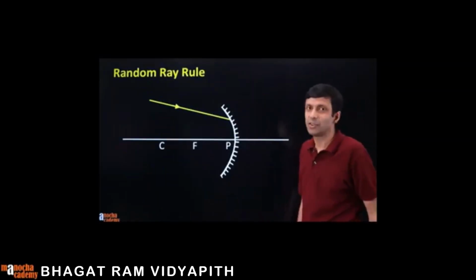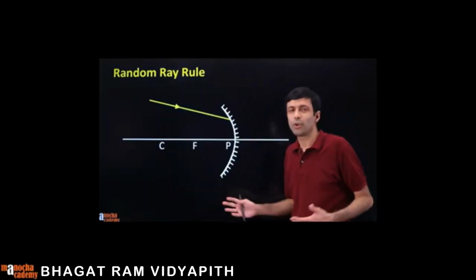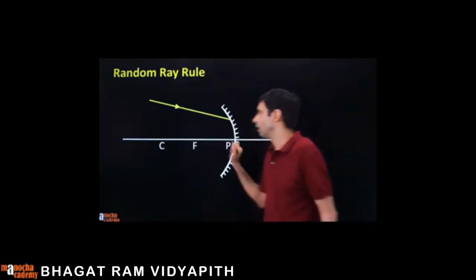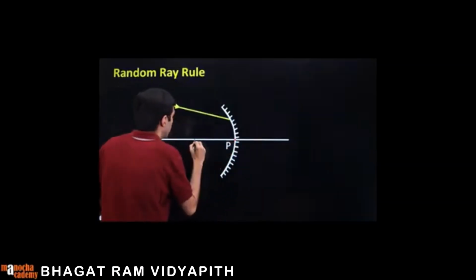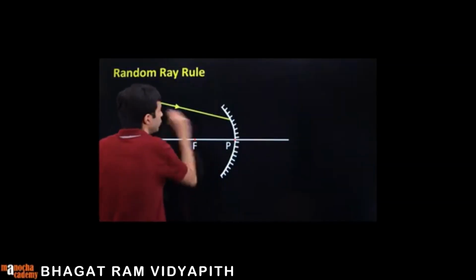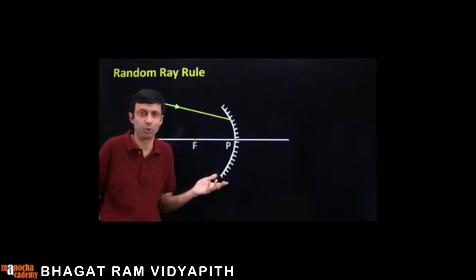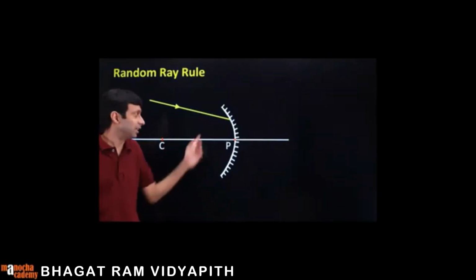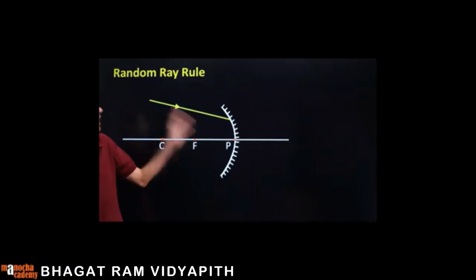Now, one very interesting thing is the random ray. If we have this kind of random ray, you can see it is not following any of the rules. Is this ray parallel to the principal axis? So here you have your pole, focus, and center of curvature. So is this ray parallel? No. So we cannot use rule 1. Is it passing through center of curvature? No, we cannot use rule 2. Is it passing through the focus? No, we can't use rule 3. Is it incident at the pole? No, we can't use rule 4. So I like to call this the random ray.